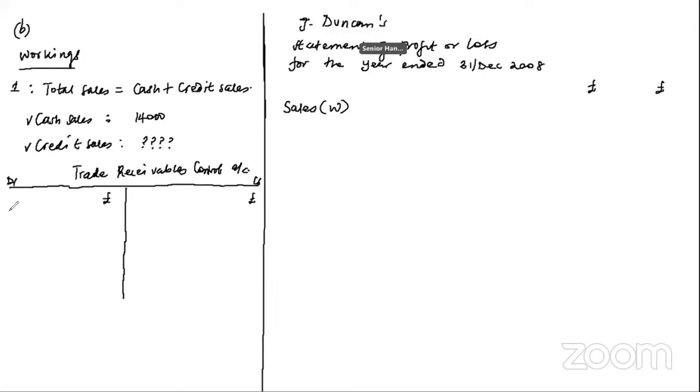So I'll come and get the balance brought down at the start, which is 6,300. I'll also get my balance carried down. I enter it on the opposite side, and that is 5,000. Please, I'm getting this from the question.